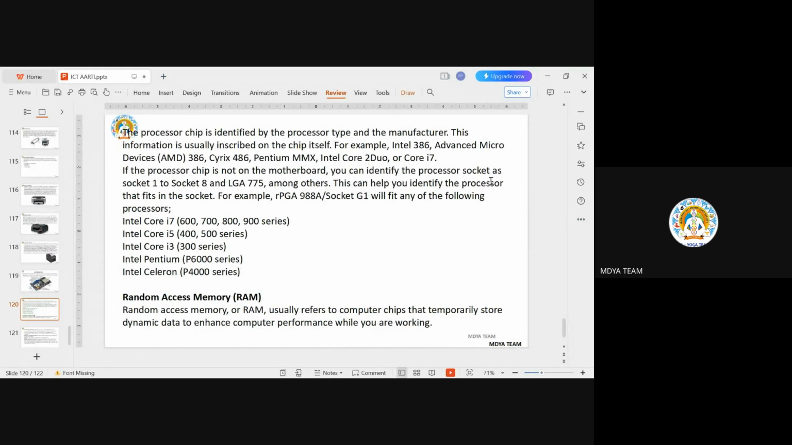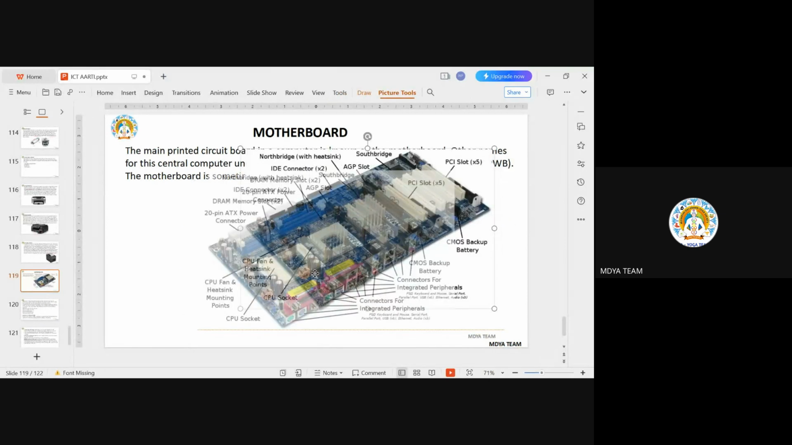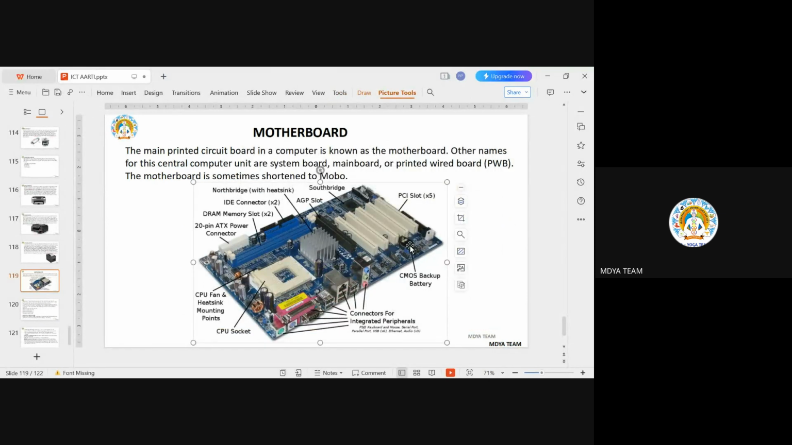Next we will discuss its parts. In the picture, you will see there is a south bridge, a CMOS backup battery, and PCI slots. There are also the north bridge, IDE connector, DRAM memory slot, and DRAM memory, the RAM. We will discuss them briefly.